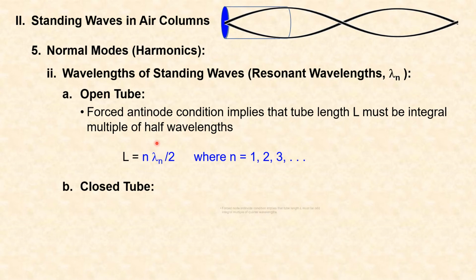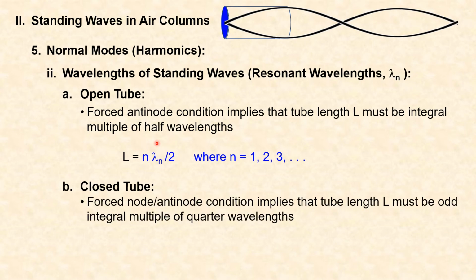So here, putting this in writing, we can say the forced node-antinode condition implies that the tube length L must be an odd integral multiple of quarter wavelengths. We can say that L must be equal to n lambda over 4, where n takes on these odd integral values. And we'll see some of these higher frequency standing waves in the closed tube on the next slide.